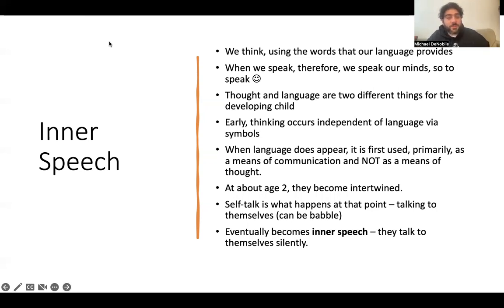So when we first start learning to talk, it's usually to say, "I'm hungry. I did doo doo in my diaper." We're trying to communicate something to somebody else, usually at first our parents, and then to the other people around us. At about age 2, they start to become intertwined. Self talk happens at this point, and we can see children talking. They start babbling to themselves, they start talking to themselves. And eventually, this talk becomes inner speech, where they talk to themselves silently.